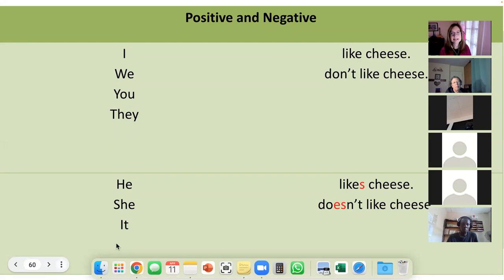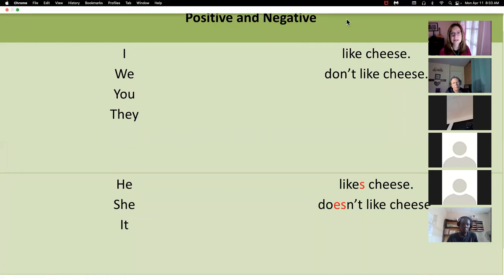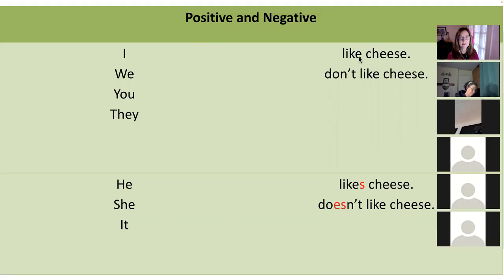Now, here is an example using positives and negatives in the simple present tense. Here we are using the verb like. So if it's I, we, you, or they, I like cheese. We, you, they like cheese. Or for the negative, we just put don't in front of it. I don't like cheese.